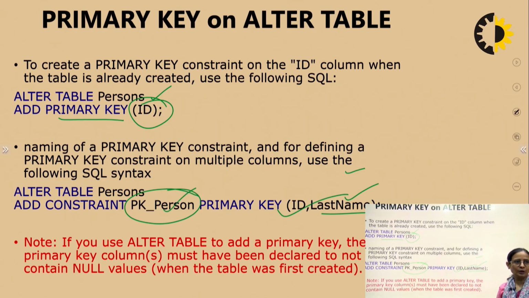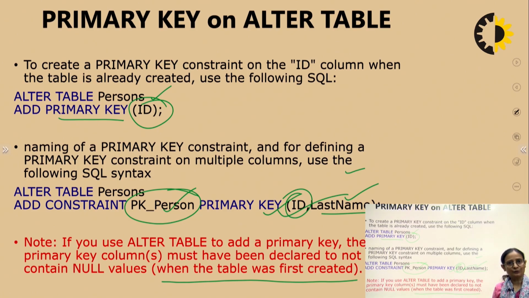So if you use an ALTER TABLE to add a primary key, the primary key columns must have been declared NOT NULL when the table was first created. This is very important. If you haven't created the ID with NOT NULL, and later you want to add it as a primary key, then you cannot do so. Your DBA doesn't allow such kind of activity.